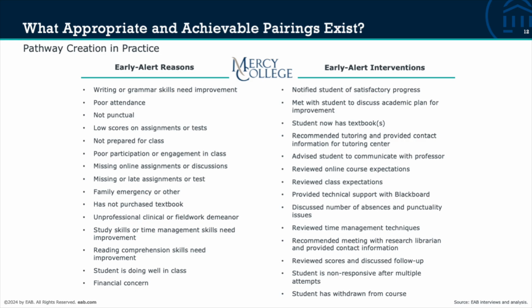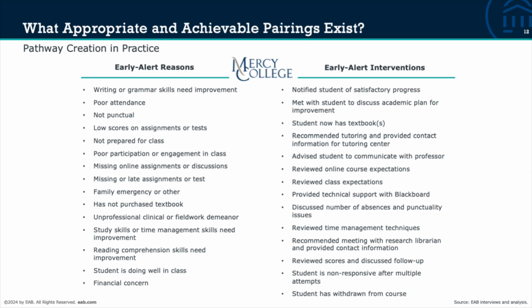As you think about intervention pathways and what you can be doing, here's an example from Mercy College. They wanted to dive into what that pathway looks like. As you can see, on one side are all of their alert reasons, and on the other side are all of their interventions, so all the things that they could do. There are a number of alert reasons around grammar or writing skills needing improvement, poor attendance, the student not having purchased the textbook, reading comprehension skills needing improvement, and also some financial concerns and students doing well.